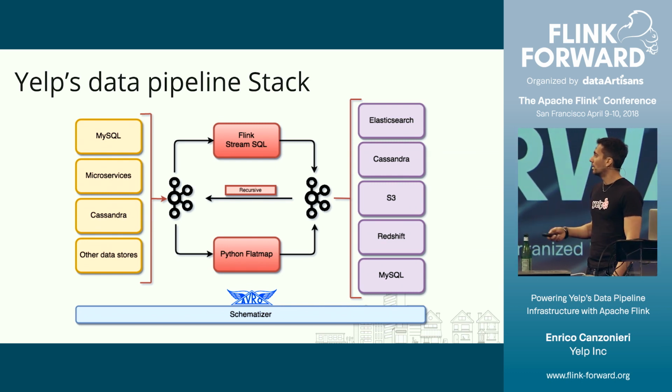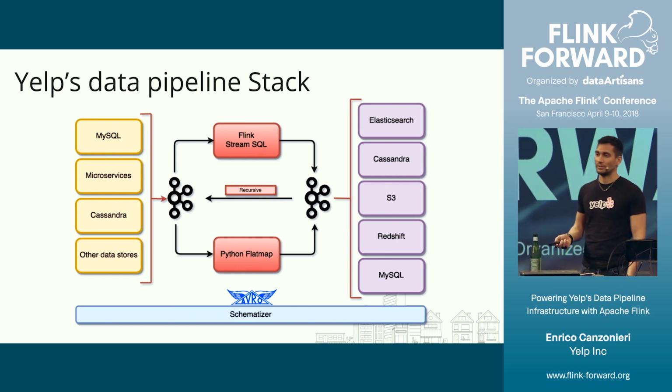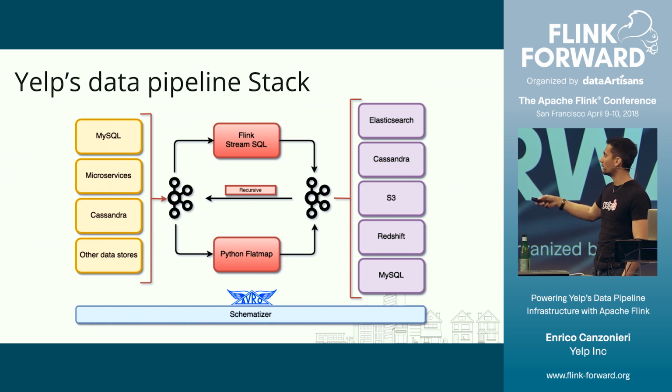moving pieces. The data sources, we have a variety of them, MySQL, any web service. And then from the stream processor side, we run Flink, some stream SQL jobs, and we also have some Python flat map. This architecture is recursive on the processing side because data that is being processed can go back into Kafka. And then eventually, on the right side here, we have the data sinks.